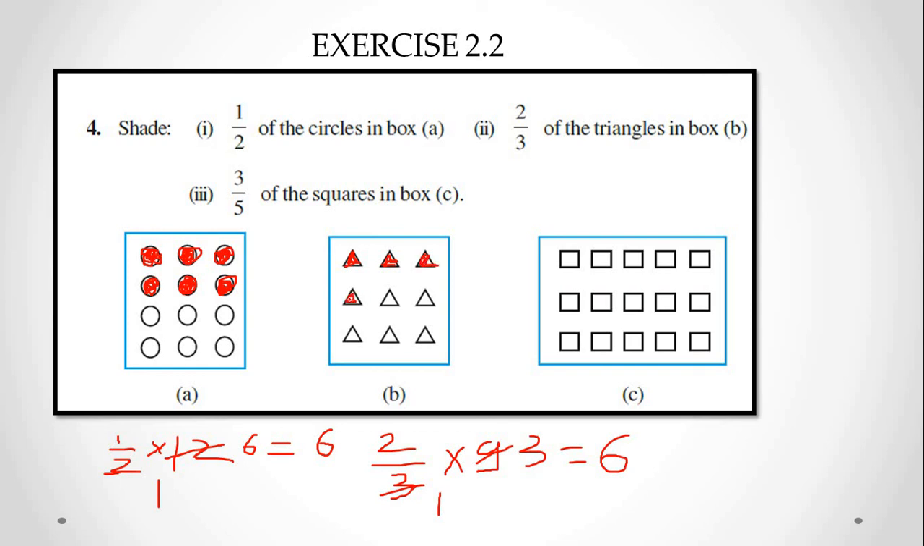You can do it from the bottom also, or you can do it column-wise also. It's up to you. It is not like whatever I am shading, that same thing you have to do. It is not like that. So it is 6. Next one is question number 3.